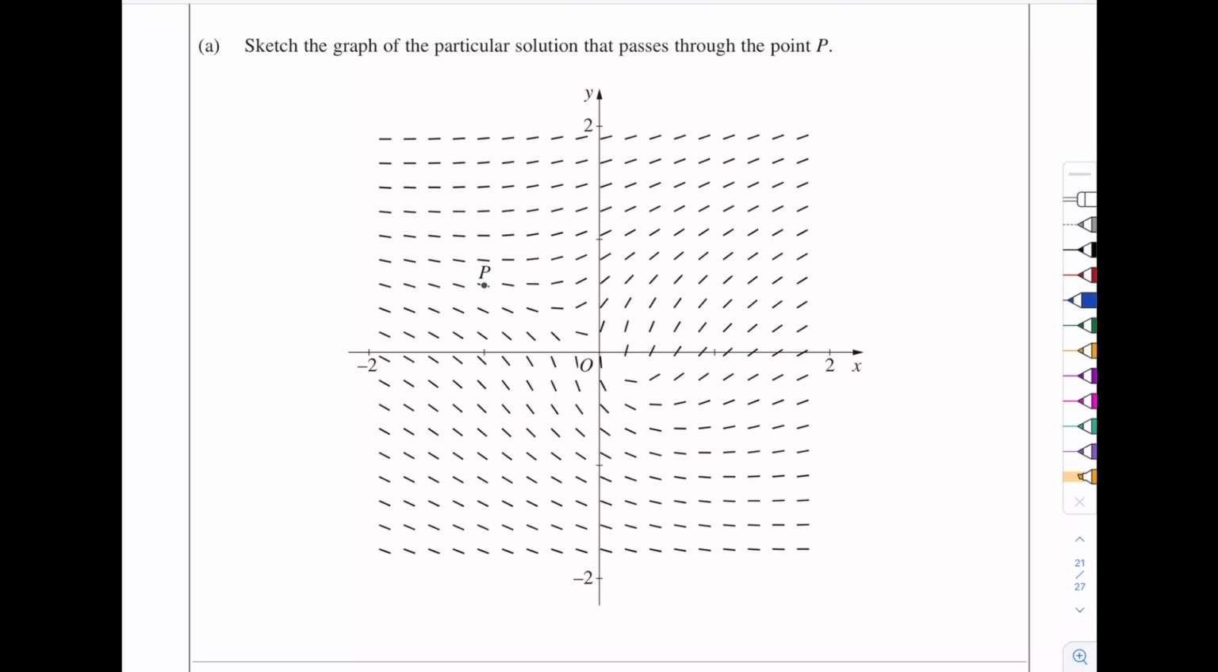So here we have our direction field. It's been given to us. Thankfully, we don't have to draw it. But what we do need to draw is a particular solution, and that particular solution has to pass through this point P.